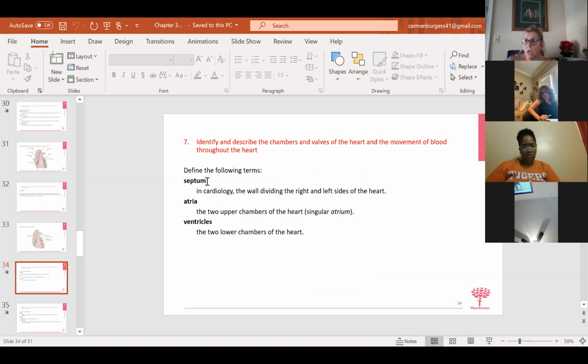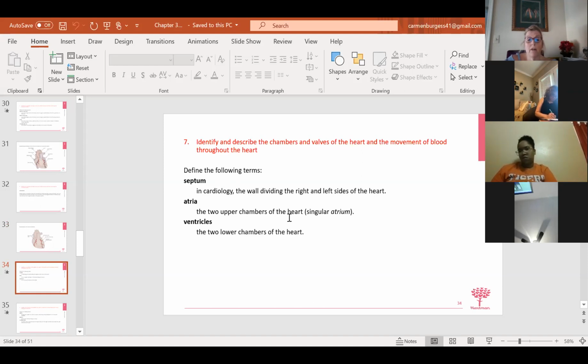Okay, now we need to talk about the heart itself, the parts of the heart. The heart is separated into 4 parts. Straight down the middle is the septum. That's the wall that divides the left and right side. The upper chambers are the atrium or the atria. Atria is plural, atrium is singular. And the 2 lower ventricles, left and right. Which is the biggest? The left.